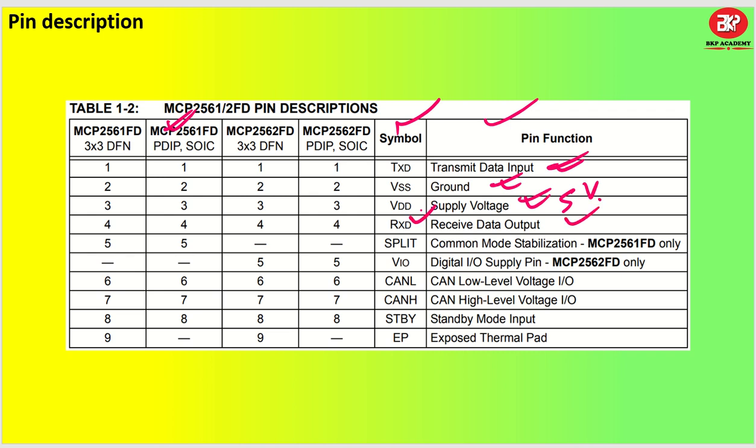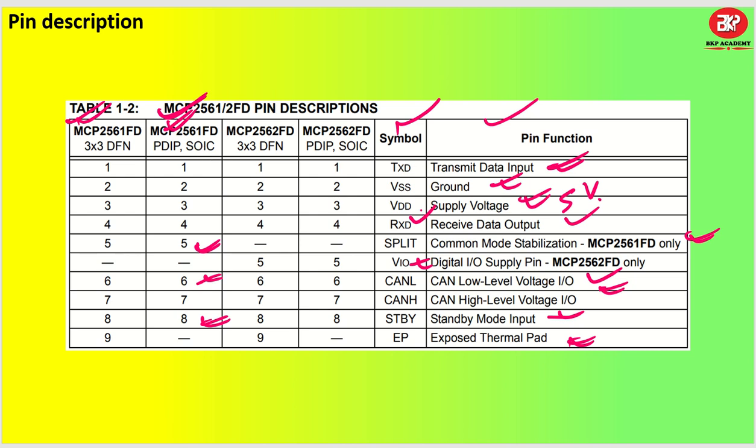We have the split pin, and the split pin is available in our device. The split pin is for common mode stabilization. Only the 61FD, the MCP2561FD, has it. In the 62FD we have the VIO pin, but we are not concentrating on that one right now. Pin number 6 is CAN low and pin number 7 is CAN high. We have one more pin, the standby mode, which is pin number 8. Exposed thermal pad is only available in the DFN package. As you can see, this is the DFN package, but our main target is the PD package or SOIC package.